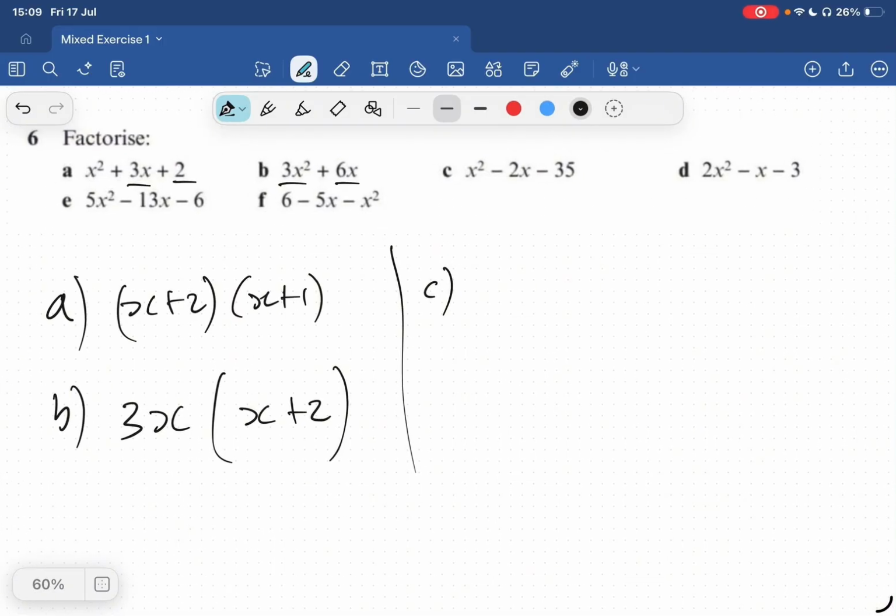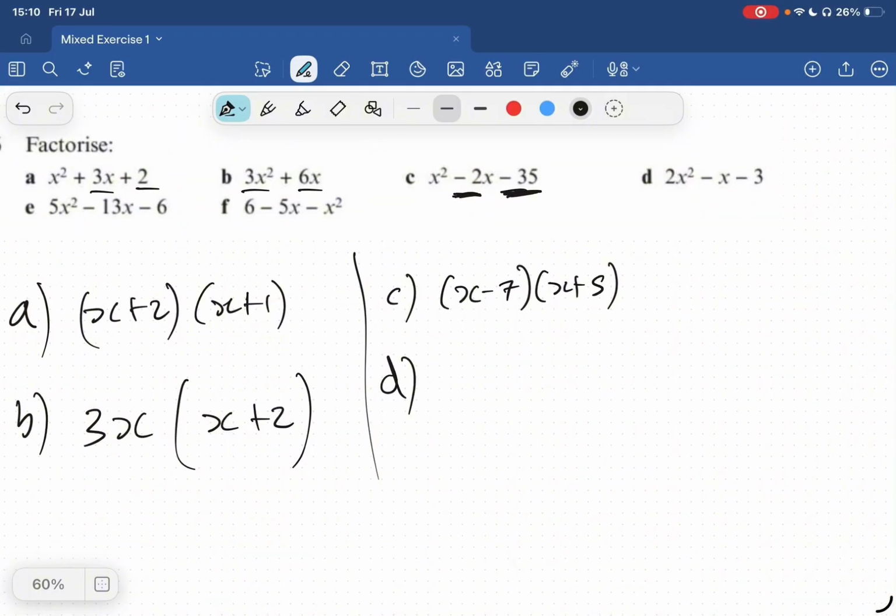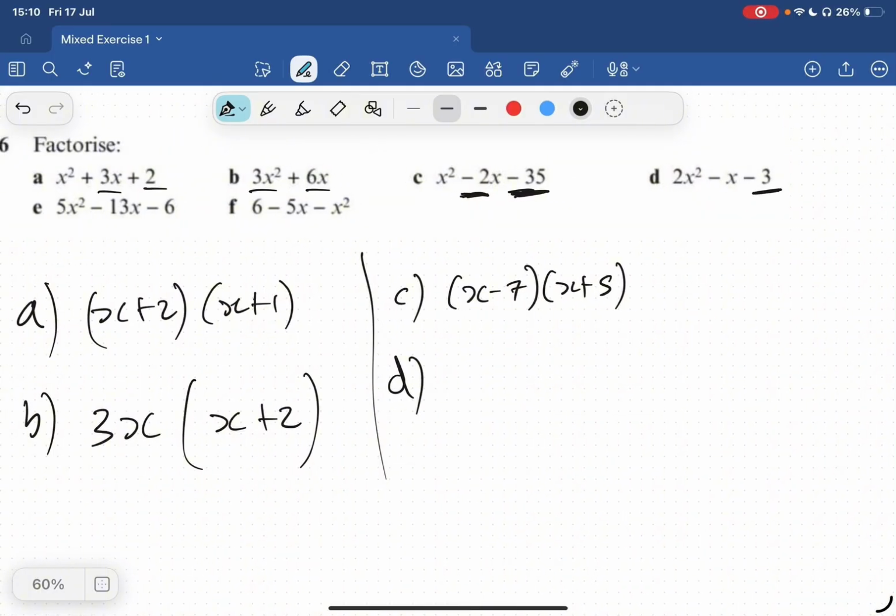Part C. Two numbers that times together to equal negative 35 and add together to equal negative 2. So 7 and 5 times together to equal 35, but we need negative 35 and we need negative 2, so we're going to make the 7 negative, because then when you add 5, that will give us our negative 2. Oh, not 2, that's 5. Perfect. Part D. Two numbers that times together to equal negative 6 but add together to equal negative 1: negative 3 and positive 2.